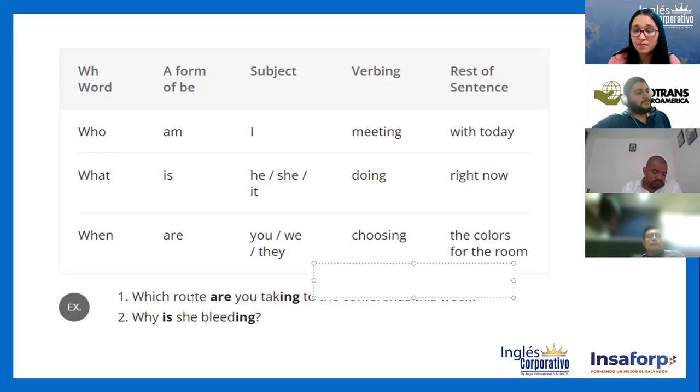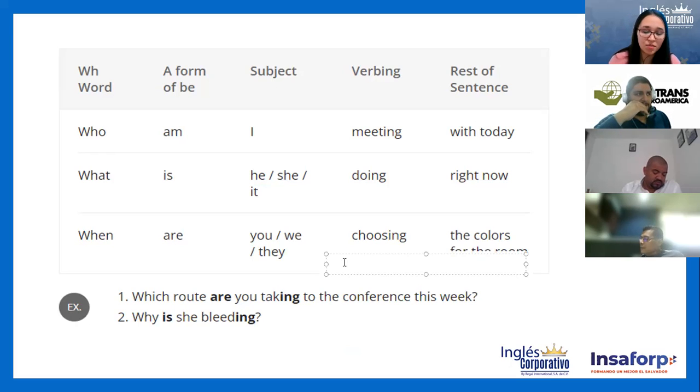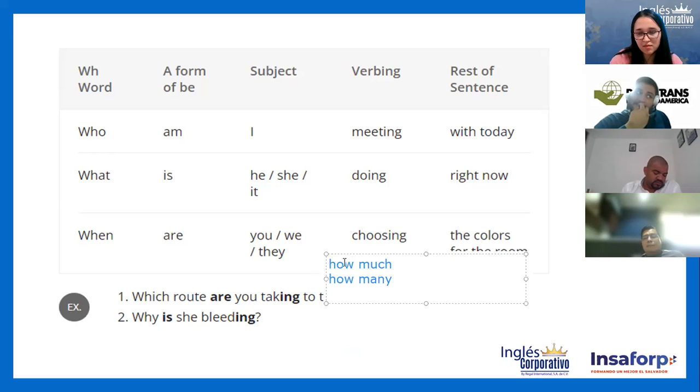Which is the other example of WH question? Oh, there are more. For example, you have how much, you have how many, and how long. But these ones, you're going to study later.